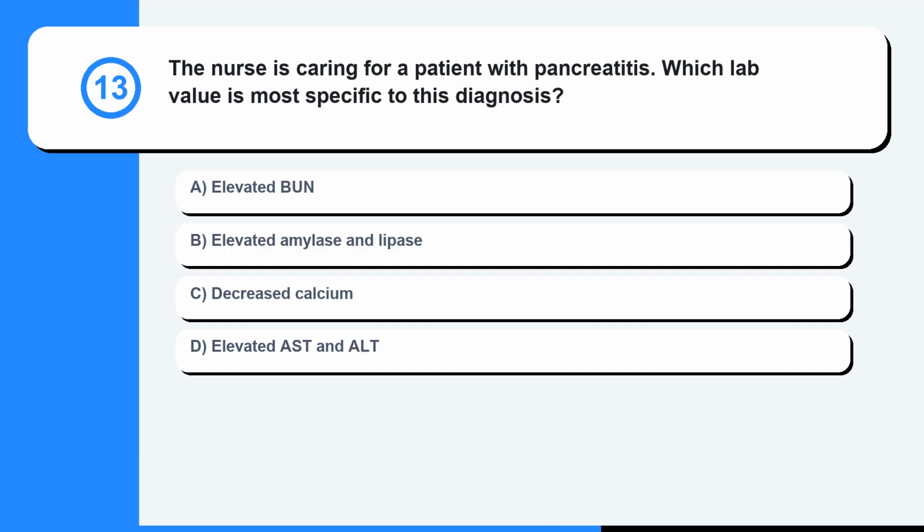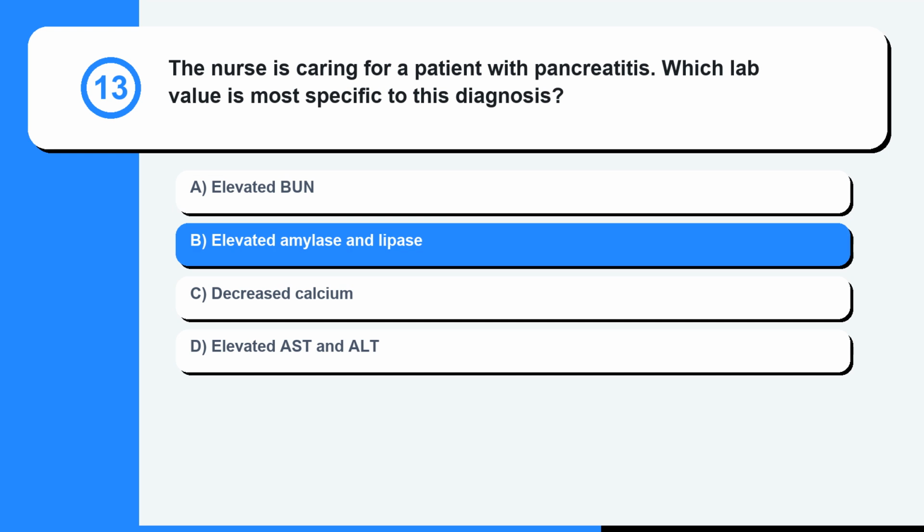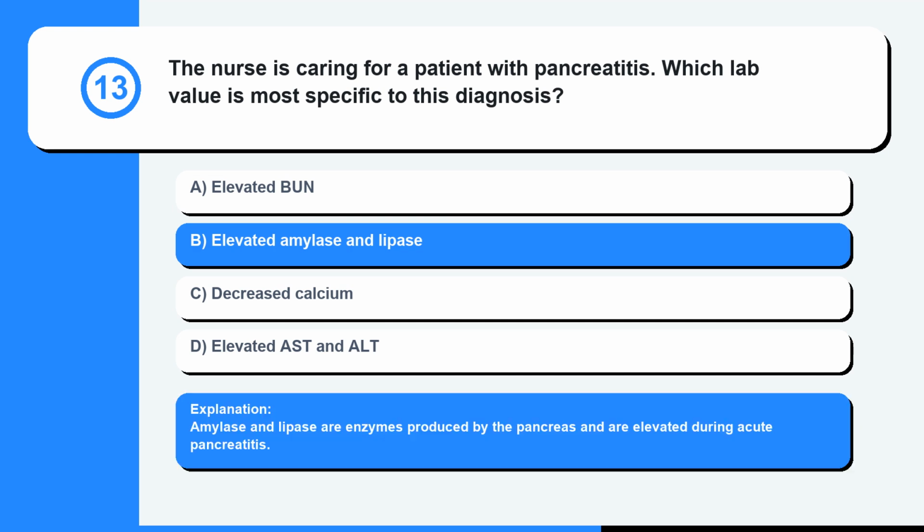Question 13. The nurse is caring for a patient with pancreatitis. Which lab value is most specific to this diagnosis? A. Elevated BUN. B. Elevated amylase and lipase. C. Decreased calcium. Or D. Elevated AST and ALT. The correct answer is B. Elevated amylase and lipase. Amylase and lipase are enzymes produced by the pancreas and are elevated during acute pancreatitis.